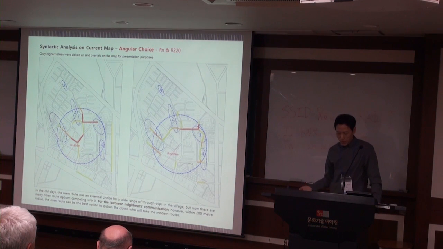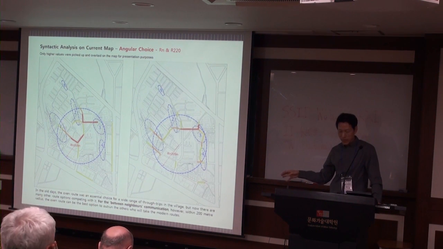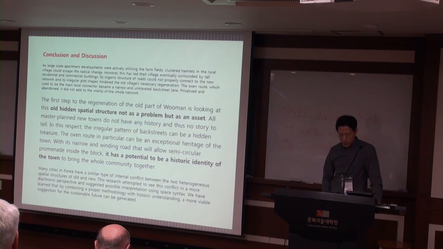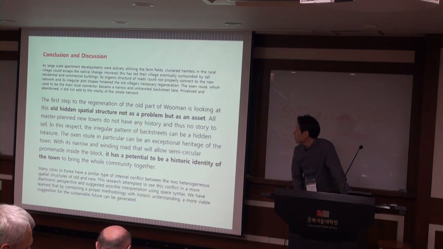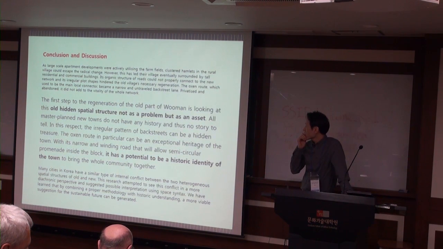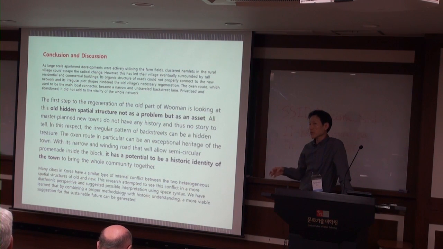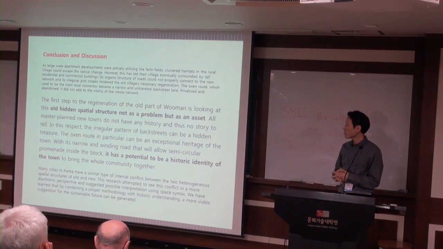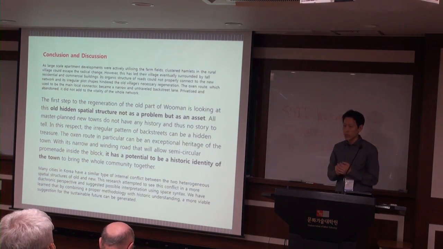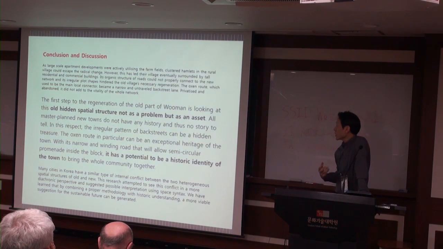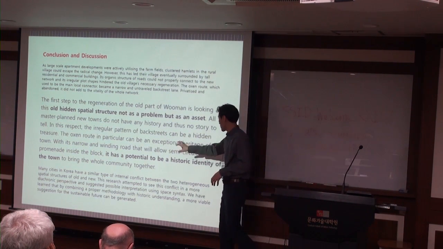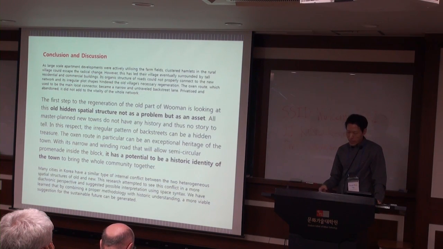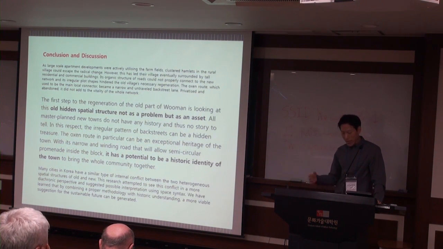So there must be a possibility that we can revitalize it to make the communication of the neighbors better, to make a better environment of the town. So to conclude, this old hidden spatial structure was regarded as a problem in many Korean towns because it was abandoned. There's a lot of hidden illegal things going on, and people prefer to walk through the straight line of modern streets. But I see we have to change our thinking and be willing to accept it as a potentially more important and historically more crucial asset. And it can actually become a historical identity of any town.